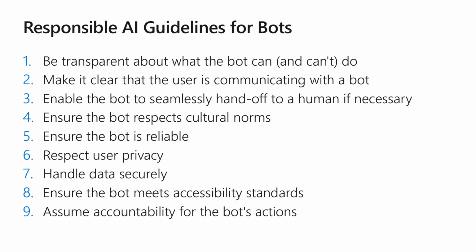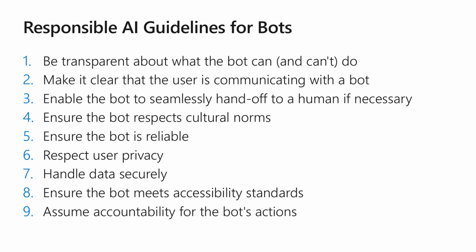Now, regardless of the specific scenario where you're using a bot, there are some guidelines for making sure that your bot behaves in a responsible manner. So there's a list of these guidelines here. Number one is to be transparent about what the bot can and can't do. Be very open about what this bot is specifically designed to accomplish and what's perhaps outside of its remit. So if it's a bot for ordering a pizza, then be very clear this bot can help you order a pizza. It doesn't do anything else.